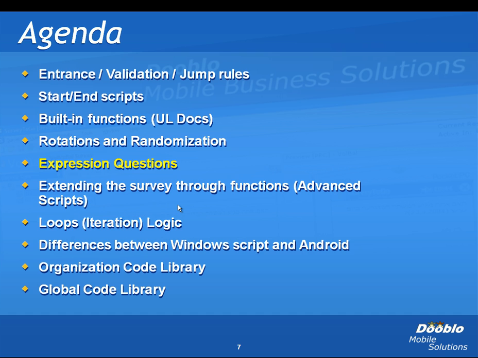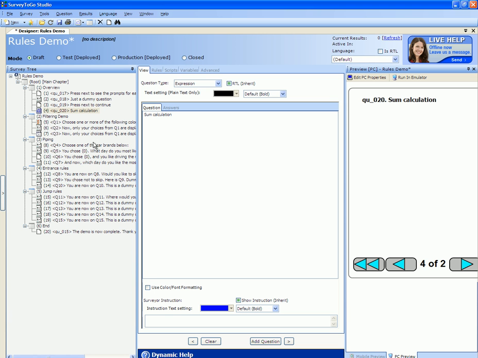Another important tool in scripting a survey are expression questions. Expression questions are non-visible questions that allow you to run a piece of code that is run every time the engine reaches this expression question. So instead of showing that question to the respondent, the engine just runs the code that sits inside the answer of this question.